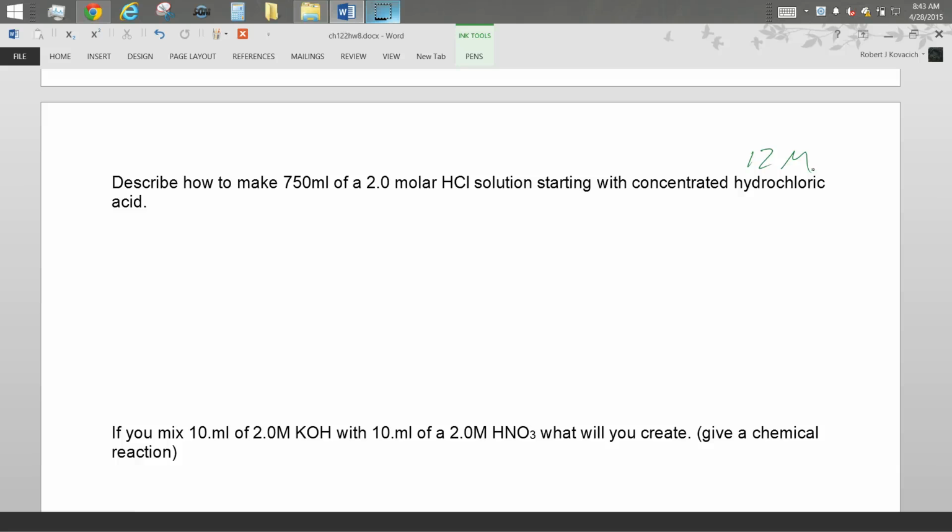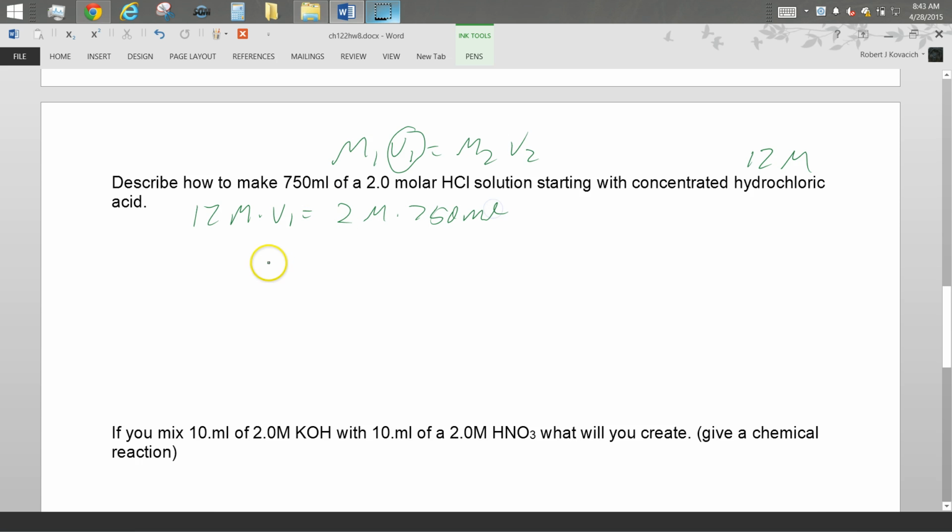So it's an M1V1 equals M2V2 problem, right? What I need to know is how much of the concentrated stuff I need to put into this 750 milliliter beaker. So 12 molar times volume 1 equals 2 molar times 750 milliliters. So volume 1 equals, does somebody have a number? 125, I think. Okay.